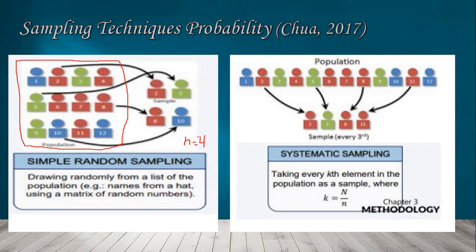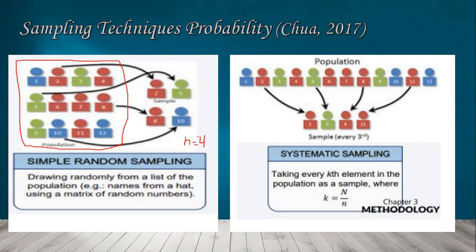Next, we have the systematic sampling. So, systematic sampling, meron siyang formula. K equals the population over the sample size. Yung small n ay ang sample size, and then yung malaki ay ito yung population. So, taking every each element in the population as a sample.